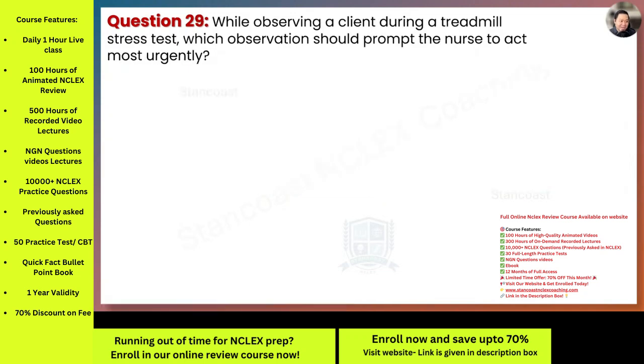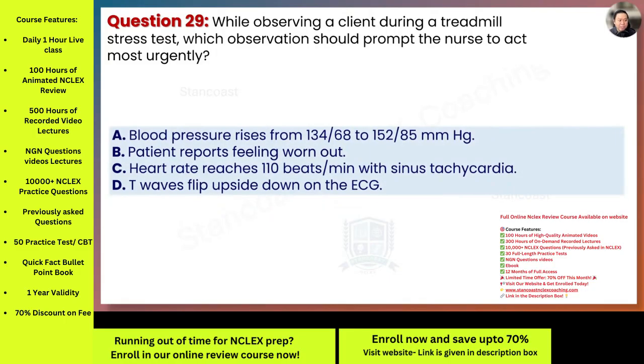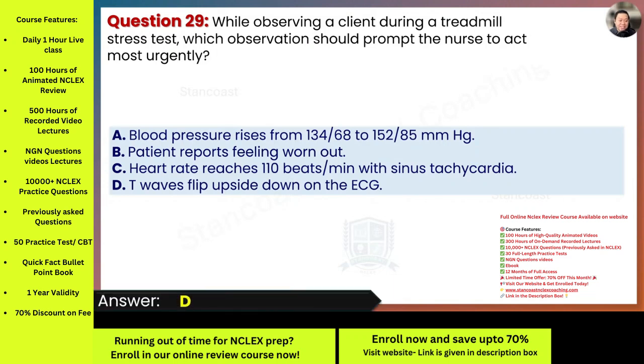Now, what about 29? While observing a client during a treadmill stress test, which observation should prompt the nurse to act most urgently? Options: A, blood pressure rises from 134/68 to 152/85. B, patient reports feeling worn out. C, heart rate reaches 110 beats per minute with sinus tachycardia. D, T waves flip upside down on the ECG. The correct answer is letter D.